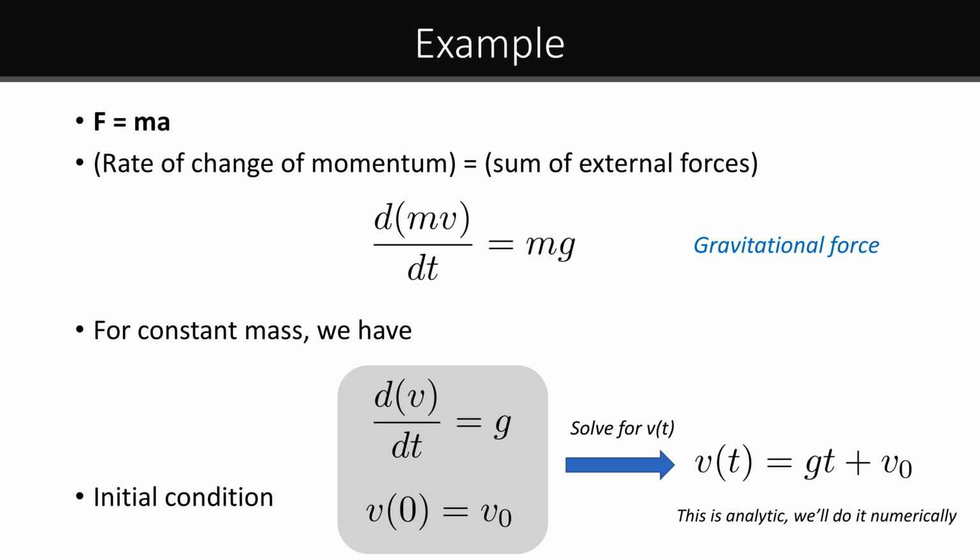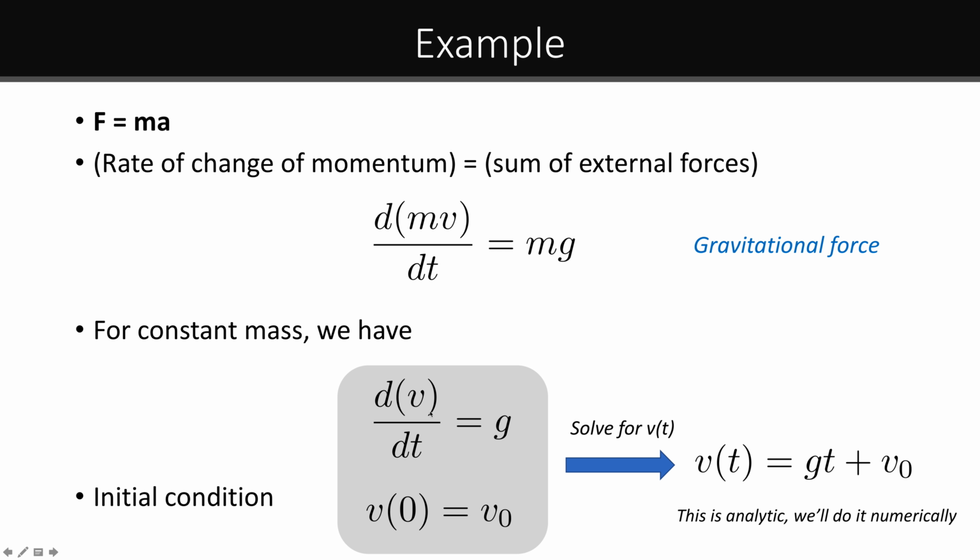So this is an example of the problem. Force is mass times acceleration, or the rate of change of momentum on the right hand side, is equal to the sum of external forces. So momentum is mv, and the rate d/dt of momentum is equal to the sum of external forces. Here, if we only consider gravitational force, we have mg. If the mass is constant, we can pull it out of the derivative, and the masses cancel, and we're left with dv/dt equals g, or acceleration is gravity. With an initial condition, the initial velocity is equal to some value that is specified.